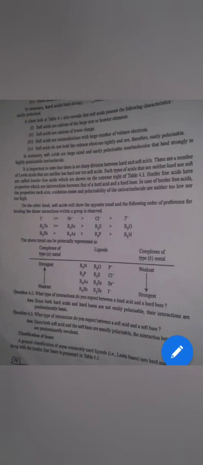In summary, it is important to note that there is no sharp division between hard and soft acids. There are a number of acids that are neither too hard nor too soft. Such acids that are neither hard nor soft are borderline acids, which are shown at the extreme right of Table 4.1. Borderline acids have properties intermediate between those of hard acids and soft acids. In the case of borderline acids, properties such as size, oxidation state, and polarization of the cation are neither too low nor too high. On the other hand, the soft acid will show the opposite trend, and the following order of preference for binding the donor atom in a group is observed.